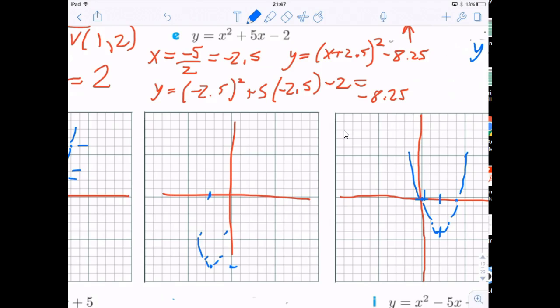Okay, we'll do the best you can. Alright, so it looks kind of like that. Alright.